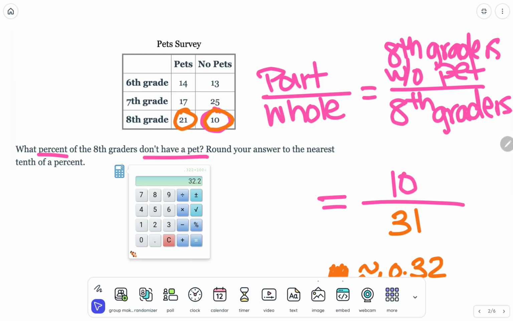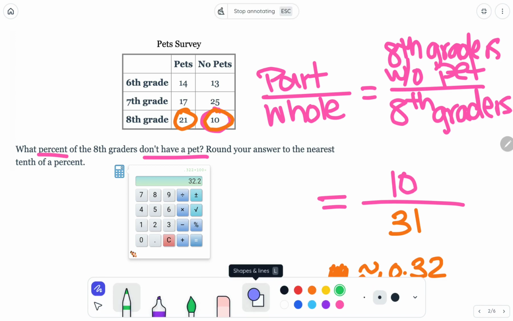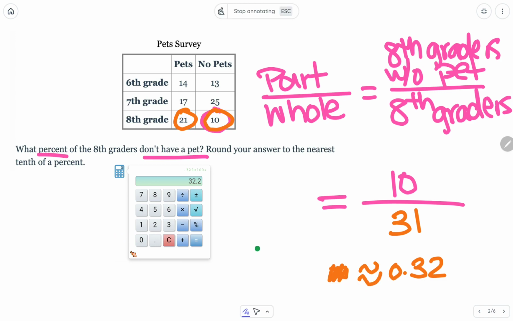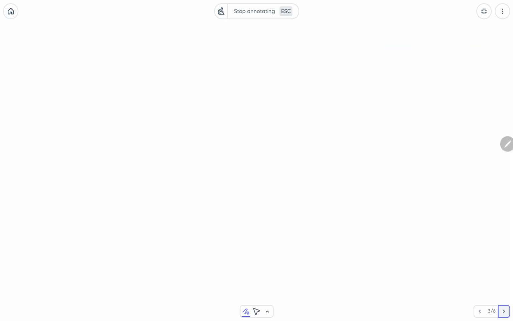It does say round your answer to the nearest tenth, so we did that. 32.2 would be rounded to the nearest tenth. So final answer, 32.2%. 32.2% of the 8th graders don't have a pet, right? That's 10 out of the 31. That's about a third. A third is 33%. So if you just want to use mental math to check your work, you can do that too.